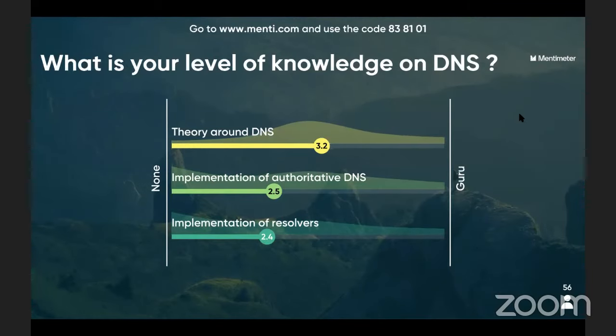838101. Okay, so based on the trend, we see that you have a good theory around the DNS. Regarding the implementation, less than 70 people know exactly. So no one is an expert so far. Four more before we move on. Okay, good. We'll move ahead.